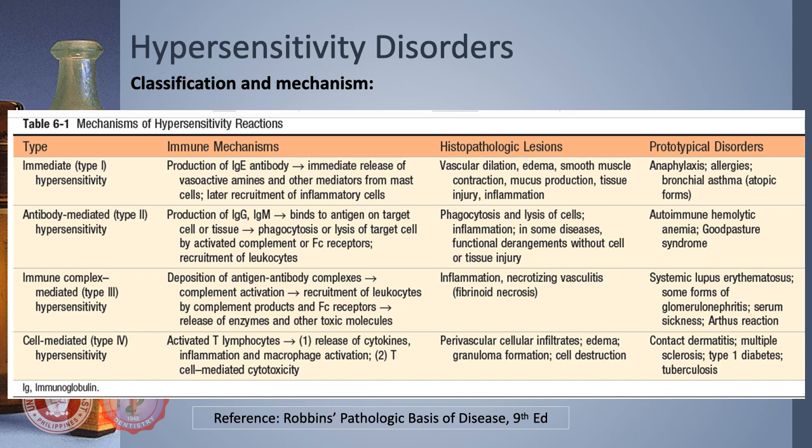First, hypersensitivity disorders, which are classified as follows. Type 1 or immediate hypersensitivity disorder. Type 2 or antibody-mediated hypersensitivity disorder. Type 3 or immune complex-mediated hypersensitivity disorder, and Type 4 or delayed type hypersensitivity disorder. This slide shows the mechanism and examples of each classification.